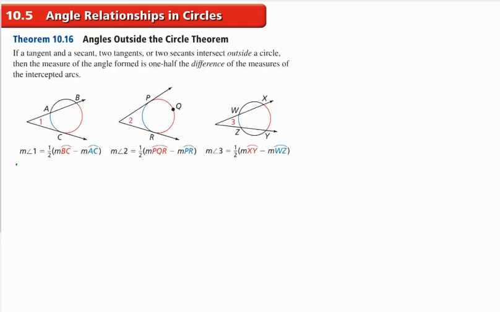Theorem 10.16 addresses intersections that happen in the exterior region. And they've drawn out 3 different scenarios for the exterior intersection. And the theorem for 10.16 states if a tangent and a secant, or 2 tangents, or 2 secants intersect in the outside region of a circle, then the measure of the angle formed is 1/2 the difference of the measures of the intercepted arcs. I just like to add, instead of difference, I like to say the positive difference.